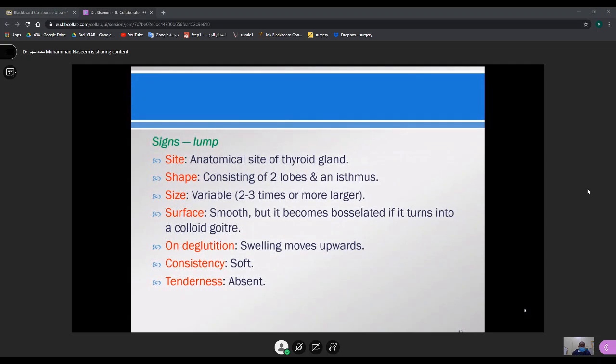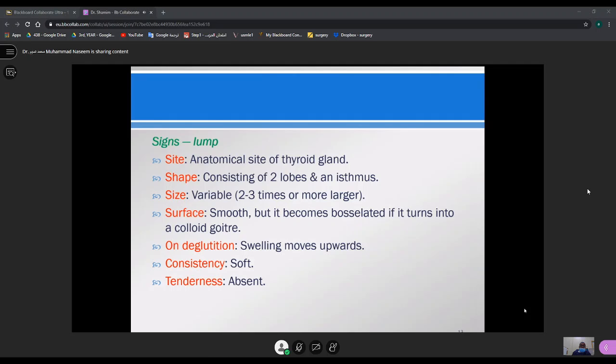When we examine these patients, we find that there is a lump in the neck, and it is according to the anatomical site of the thyroid gland, and its shape is like the anatomical thyroid gland. You can recall that the thyroid gland consists of two lobes, right and left, which are joined together by an isthmus. So roughly it makes the shape of the English letter H. When the whole of the thyroid gland is enlarged, it assumes this H shape. But if a single nodule or one lobe is enlarged, obviously the H shape is lost, and it can take any shape.